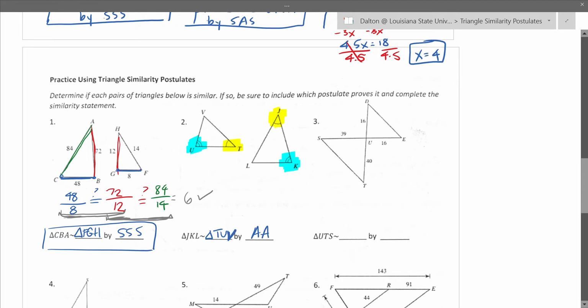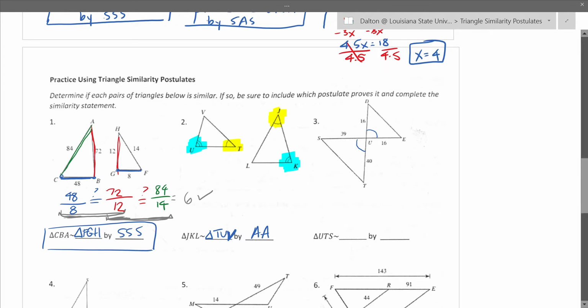So triangle TUV by the AA postulate. Number 3, the information that I'm given, I see 2 pairs of sides. And we also know anytime you see a configuration like this, you know that those angles in the middle are congruent to each other because they are vertical. But you can't just assume, okay, I've got SAS, because you always have to double check and make sure that your sides are indeed proportional. So let's set up a proportion.